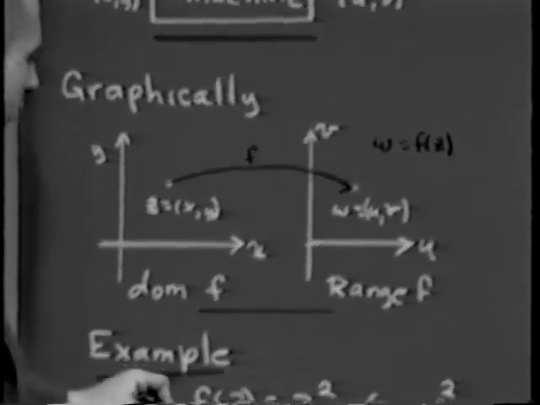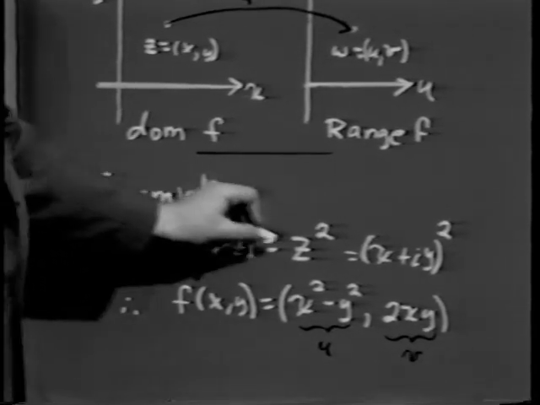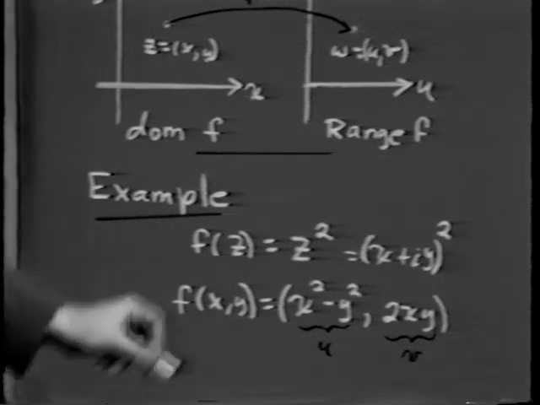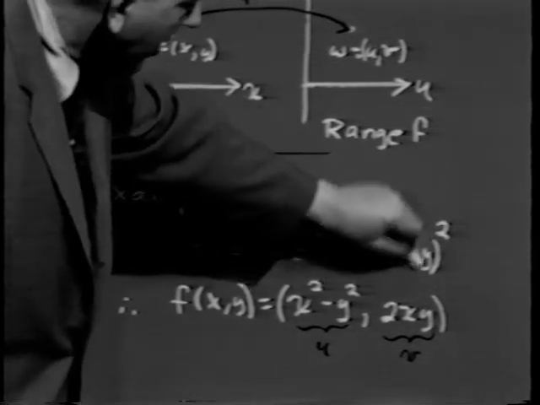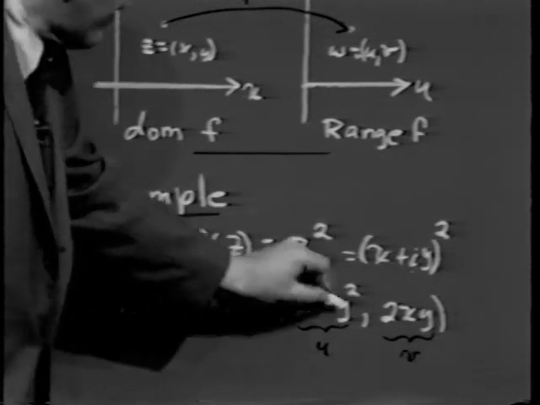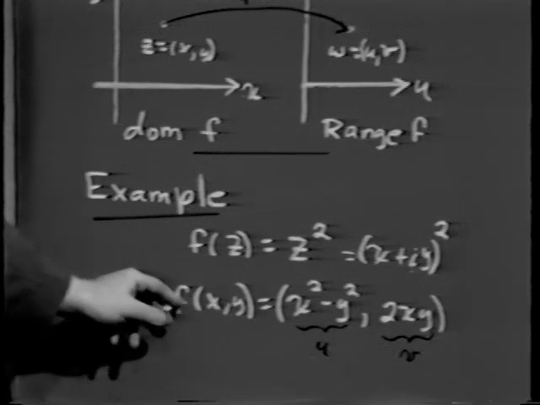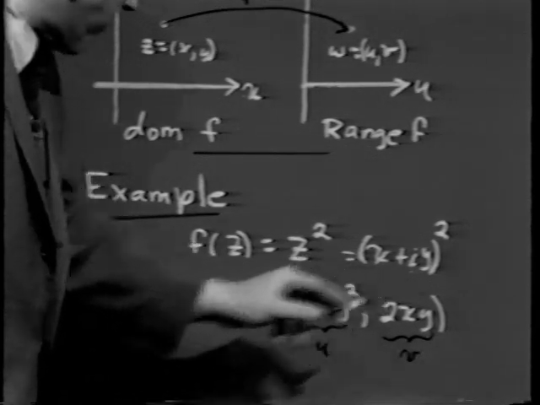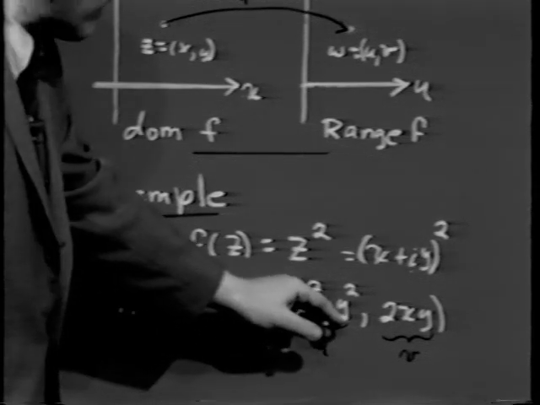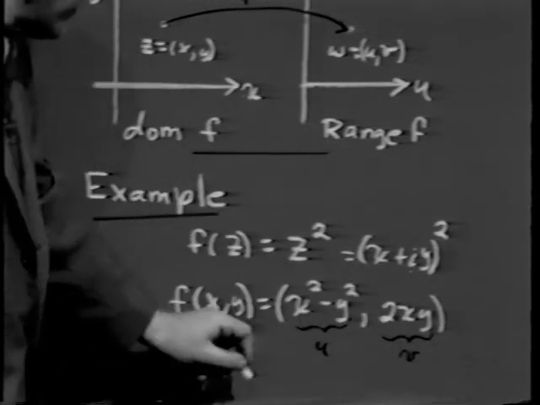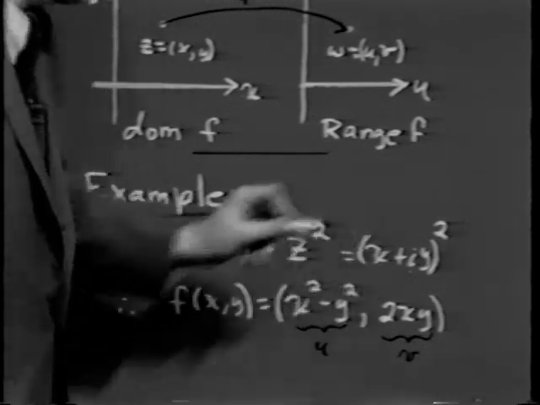By way of example, suppose I take the function f of z equals z squared. Recalling that z is x plus iy, if I square this, I get as the real part x squared minus y squared. The imaginary part is 2xy. So as a two-tuple type mapping, f maps x comma y into x squared minus y squared comma 2xy. In other words, u is x squared minus y squared, v is 2xy.